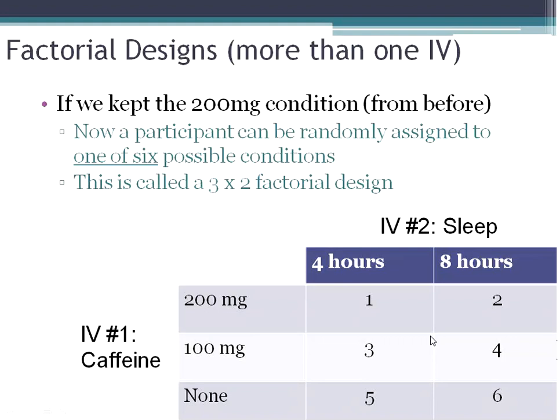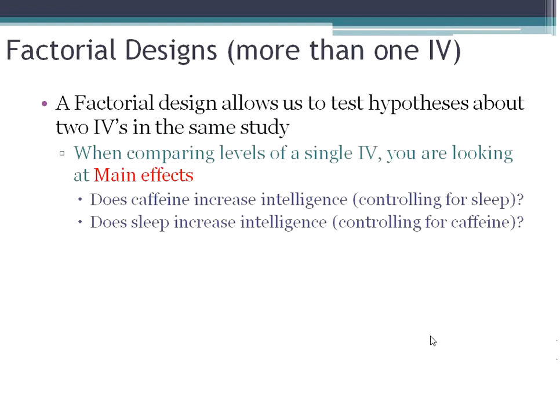So as you can imagine, this can get very complicated very quickly. For today, we're going to stick with the 2 by 2 because it's simple to think about. Now, when we have factorial designs, this allows us to test hypotheses about both independent variables in the same study. And we can look at the independent variables separately. And when we do that, we call those main effects.